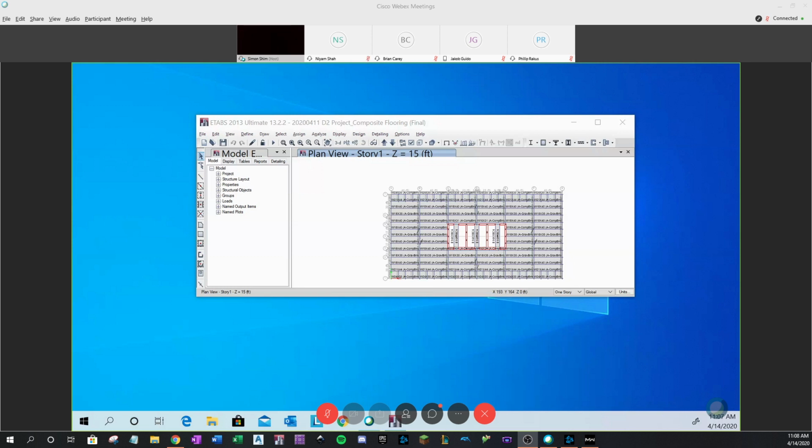So everyone can see my screen. Can you see my screen? Yeah. Yes, we can see it. Okay. And this is common.